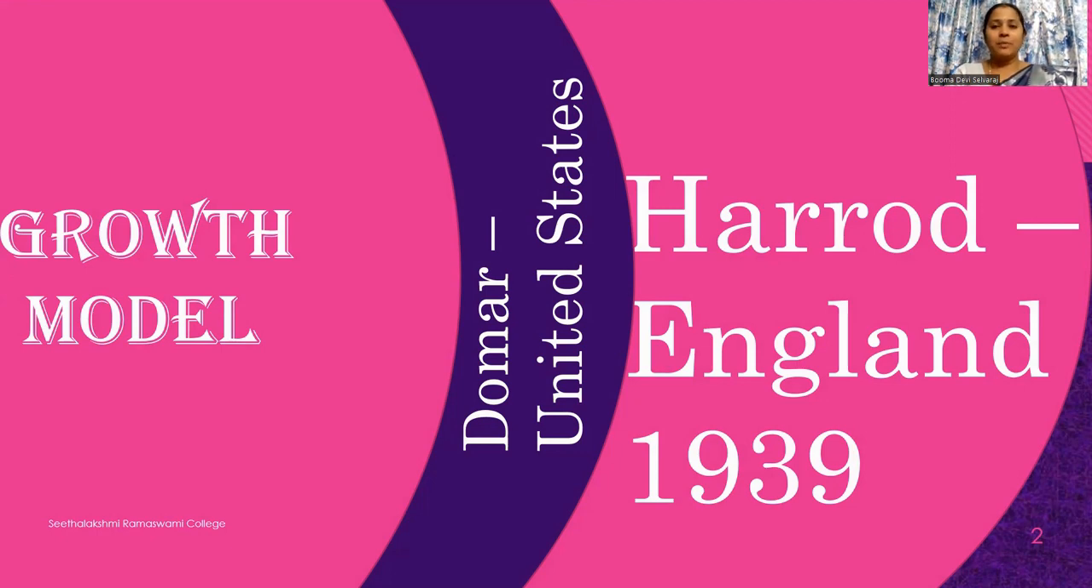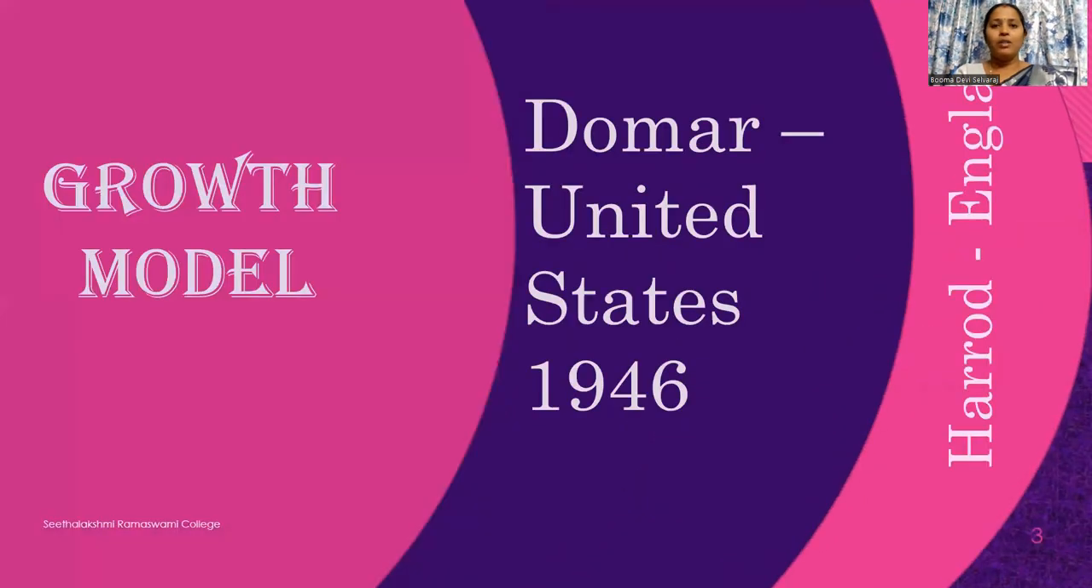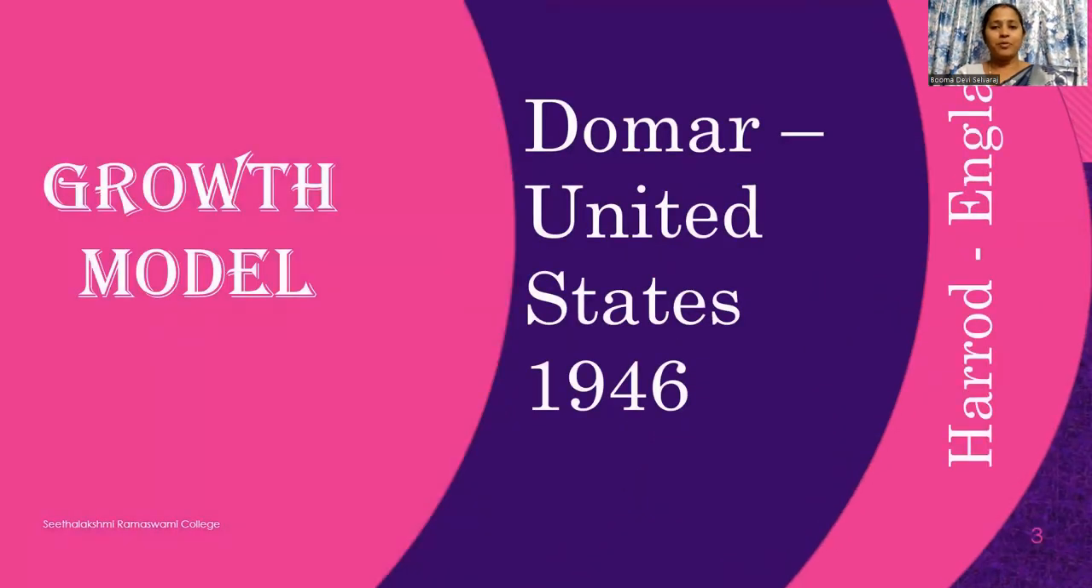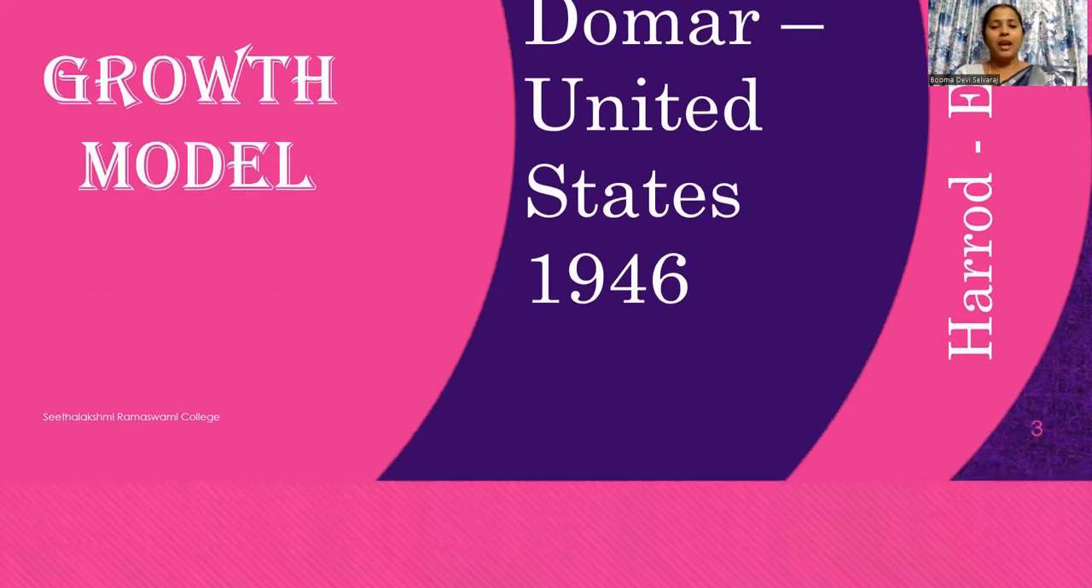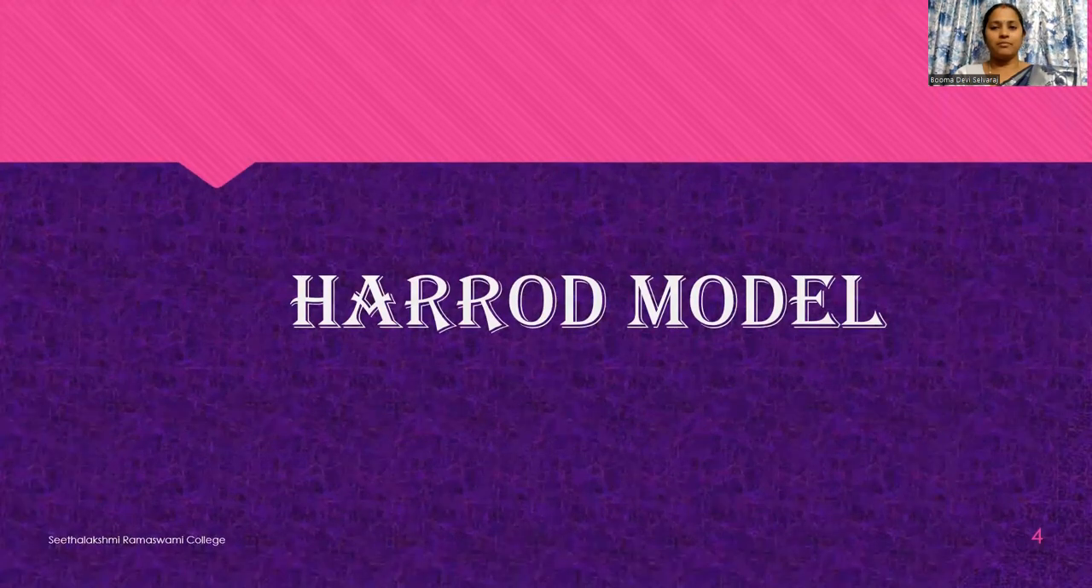The model was developed independently by Roy F. Harrod in the year 1939 and E.D. Domar in the year 1946. Although a similar model had been proposed by Gustav Cassel in the year 1924, the Harrod-Domar model was the precursor to the exogenous growth model.